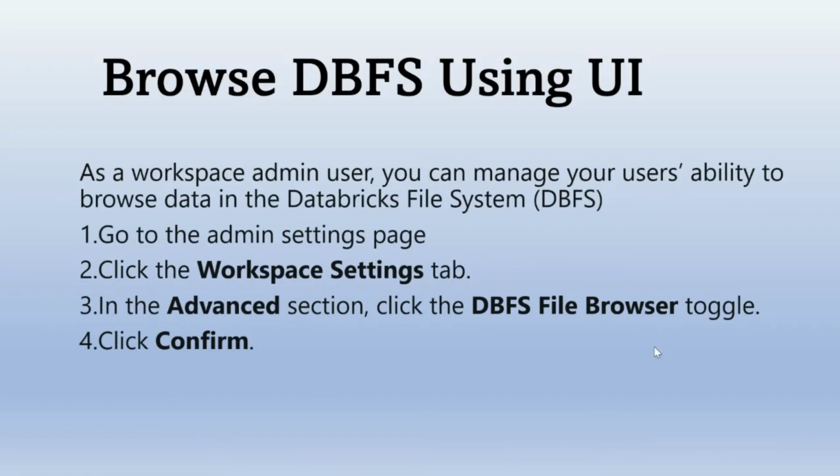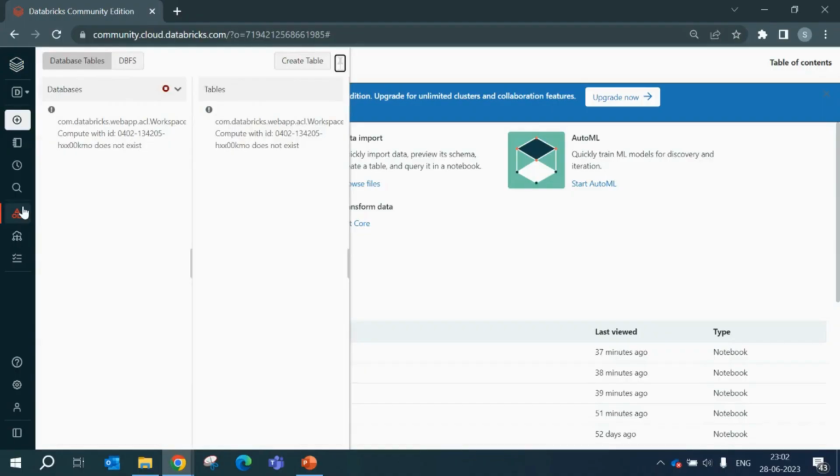So let's see how you can browse the DBFS using UI. Before we go into practically, you need to make sure some options are enabled. That can be done by the admin user. You have to go to the admin settings and the workspace settings where you have a DBFS file browser, which you have to enable, and then only you will be able to see the DBFS and upload the files into it. So let's go ahead and see how it can be done practically.